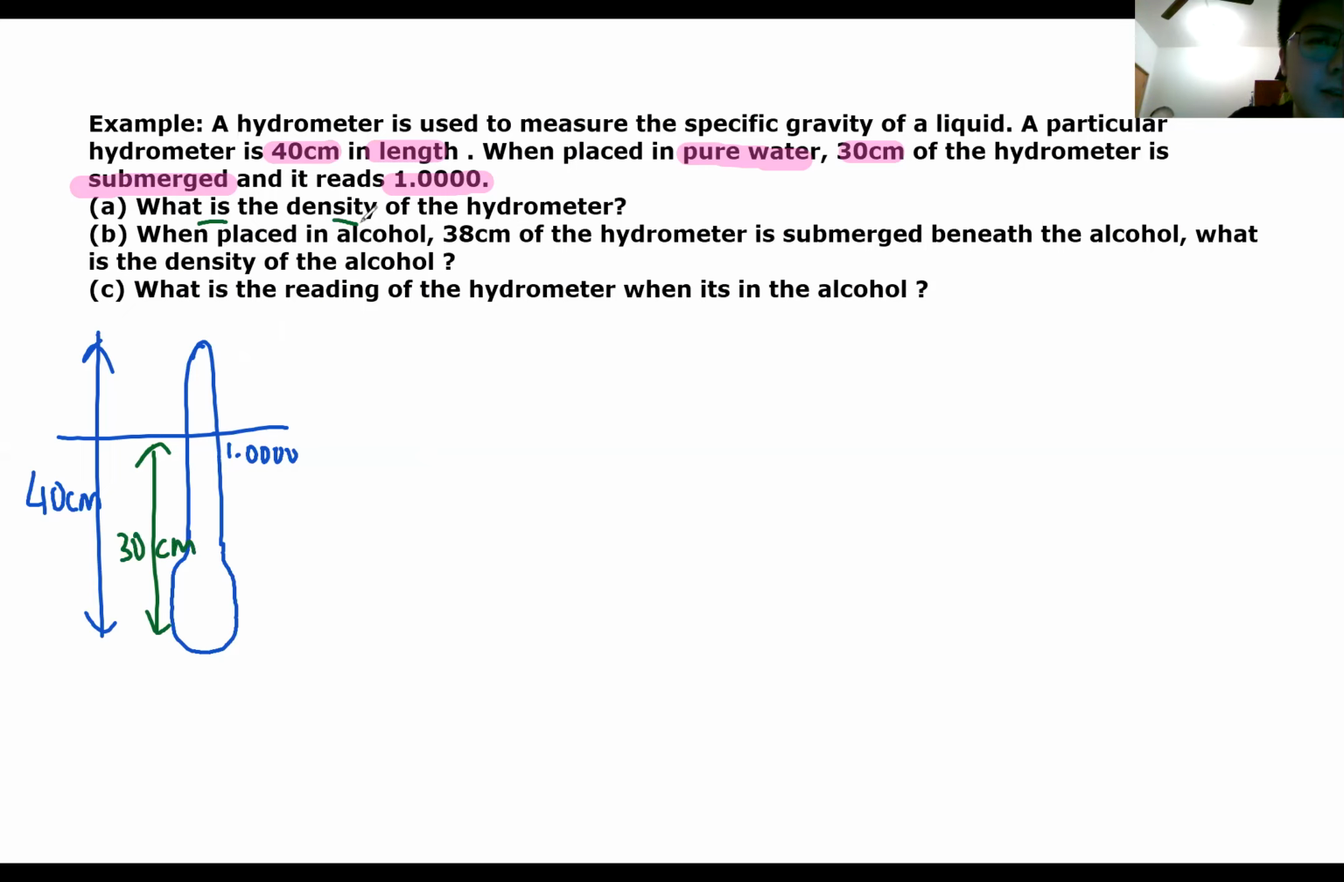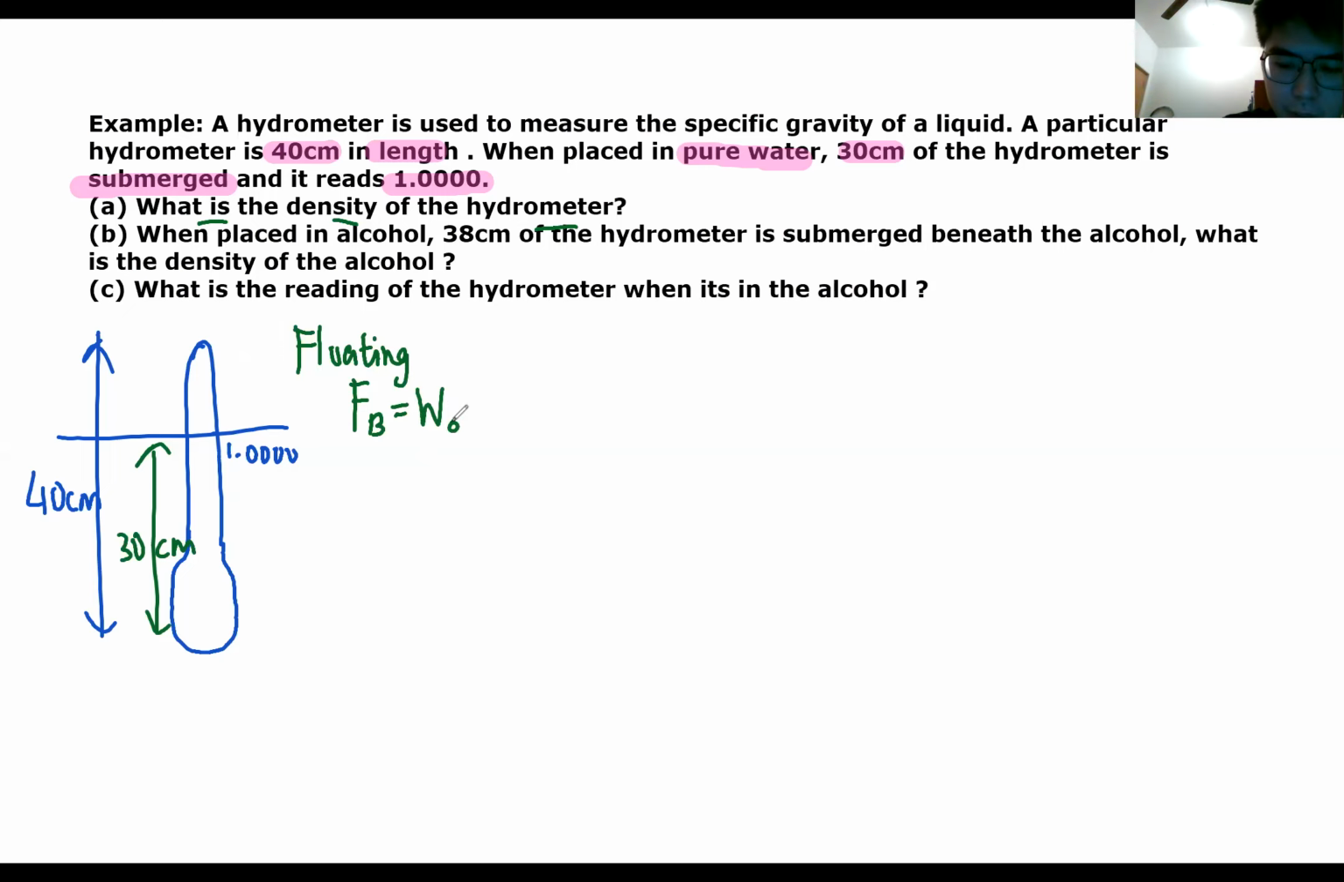What is the density of the hydrometer? Find the density of the hydrometer itself first. Now, a hydrometer is used to measure the density of a liquid, but in this case, we find the density of the hydrometer itself. How do we find the density of the hydrometer? First, identify the formula. Since the hydrometer is floating, what does it mean? FB equals the weight of the object, the weight of the hydrometer.